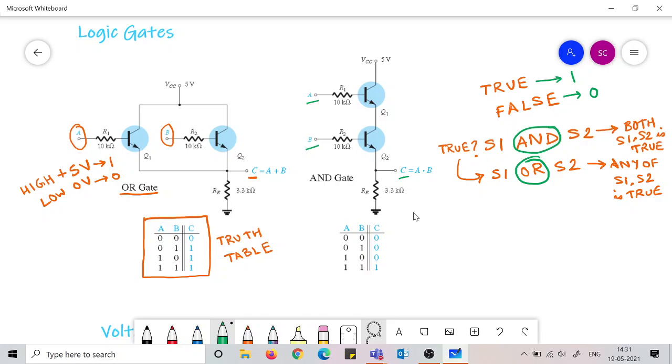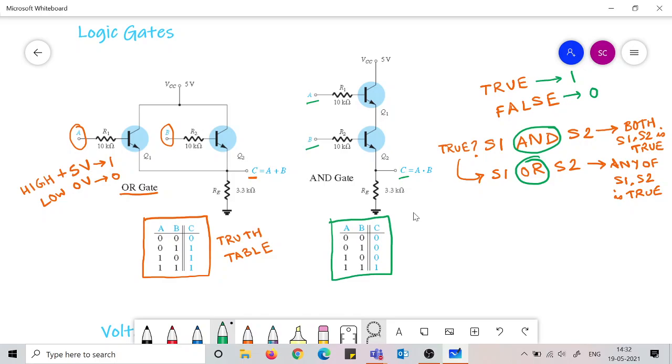In all other cases, whenever one of A and B is not high, becomes low, then what happens? One of these switches will be off, will not conduct the current. So the 5 volt cannot pass through this network, and hence the ground potential will reflect at C. So if one of the inputs is 0, then the output is 0. Only when both the inputs are 1, the output becomes 1, and that is shown in this table.